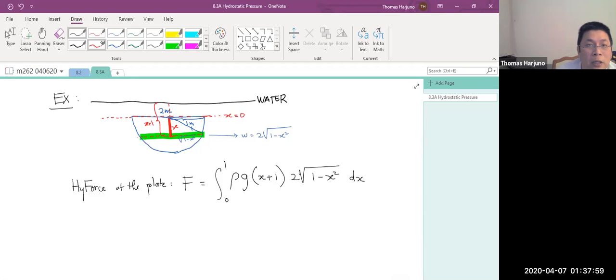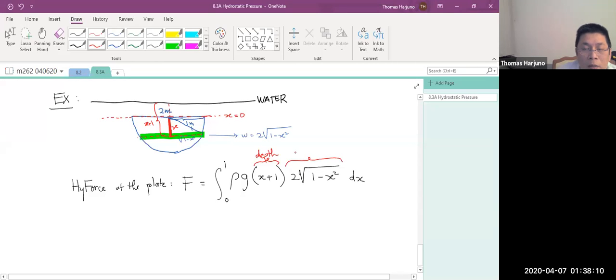Again, this is the depth. And this is the width. So notice that my depth is actually a function of x. My width is also a function of x. Okay, but the width is not a function of depth directly. Now, of course, how to integrate this?